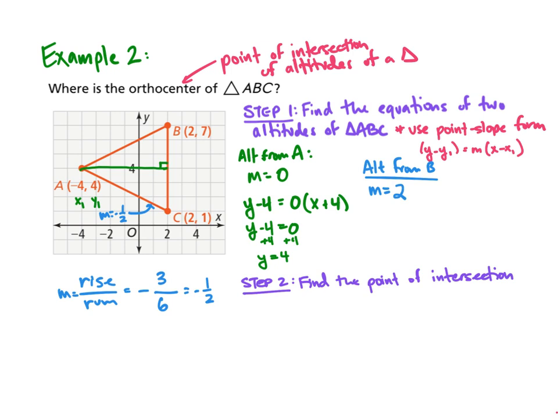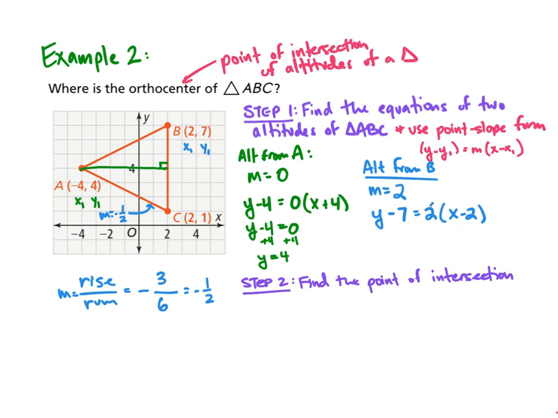We know that this altitude starts at point B, so it contains the point (2, 7). So that's going to be x1 and y1 in the point slope form. 2 is going to be the slope. So now we can take those values and put them into our point slope form equation: y minus 7 equals 2 times (x minus 2). And then we're going to simplify this, because even though I started in point slope form, I'm going to simplify it so it looks like the slope intercept form, y equals mx plus b.